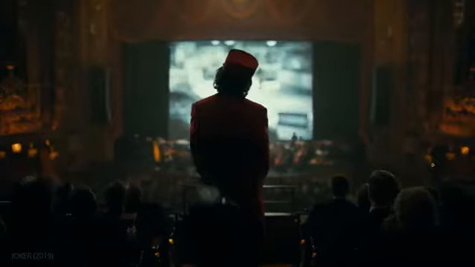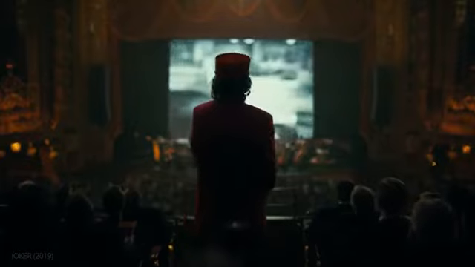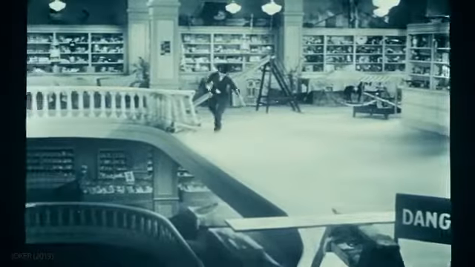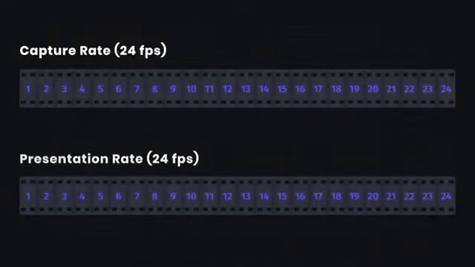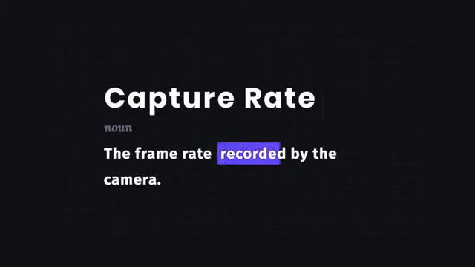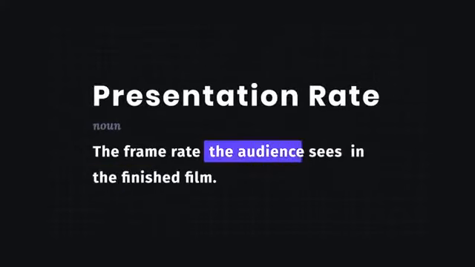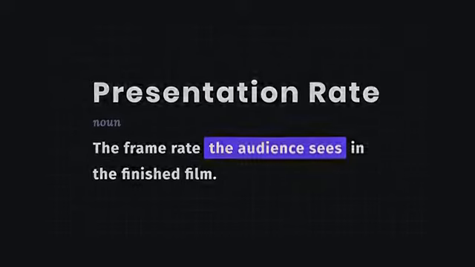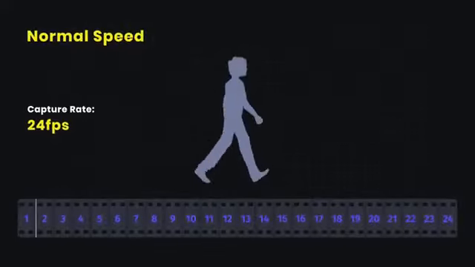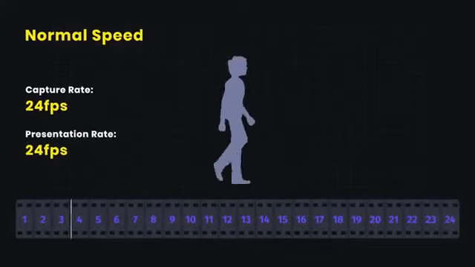However, in the final frame rate we see on screen, we're actually seeing the relationship of two different speeds, which we'll call the capture rate and the presentation rate. Capture rate is how many frames per second were recorded by the camera, while your presentation rate is how many frames per second the audience sees in the finished film. For normal speed motion, the presentation rate must equal the capture rate.